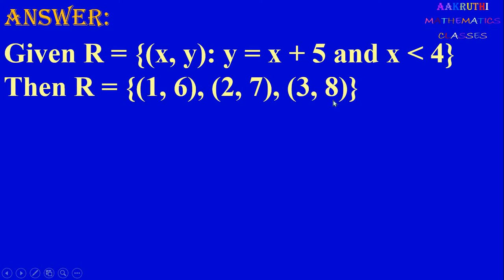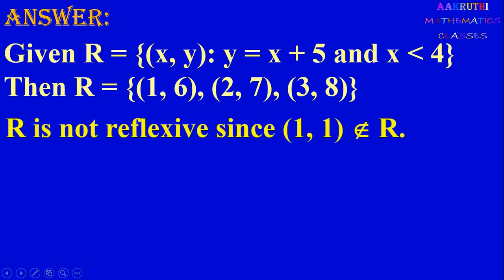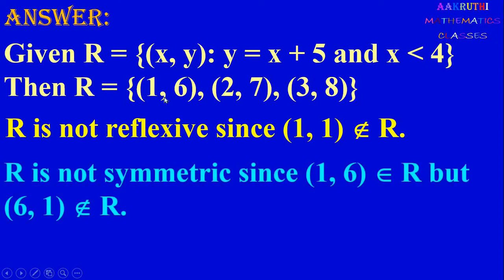Now we check whether it is reflexive, symmetric and transitive. R is not reflexive since (1, 1) does not belong to R. Now here (1, 1) does not belong to R. Therefore, it is not reflexive. Now whether it is symmetric, here (1, 6) belongs to R but (6, 1) does not belong to R. So therefore, it is not symmetric.